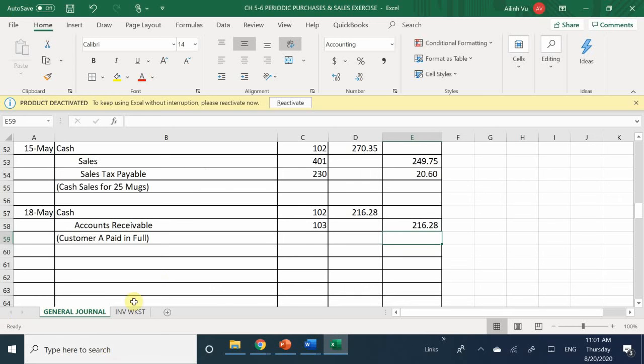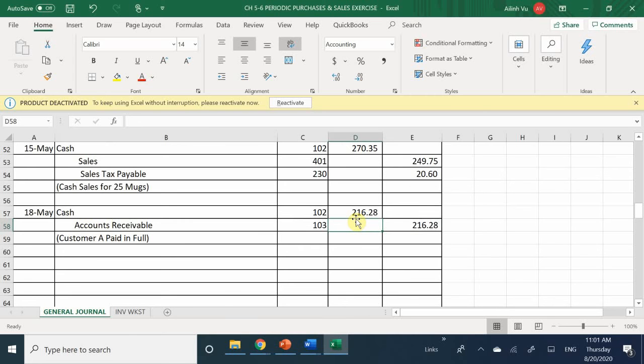So this is exactly why we're increasing cash, because that's what we received. And we're decreasing, with a credit, the amount that they owe me. And in this case, I had to pull up customer A's file by searching through my transactions to verify how much customer A owes me. And in this case, it was the full $216.28.